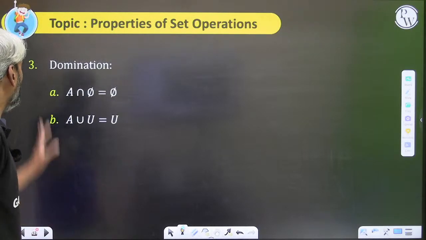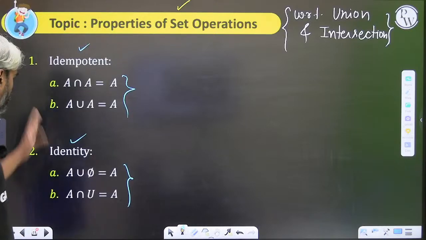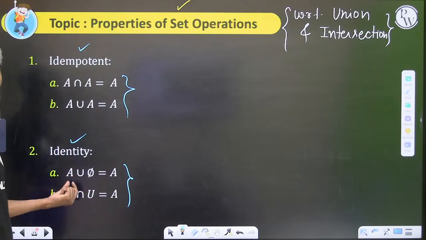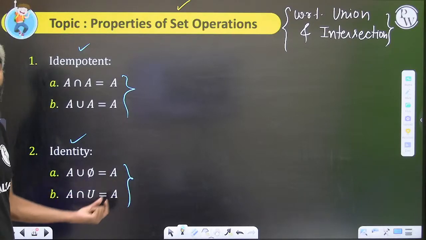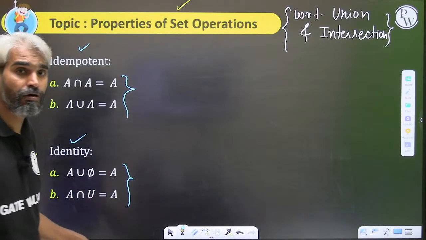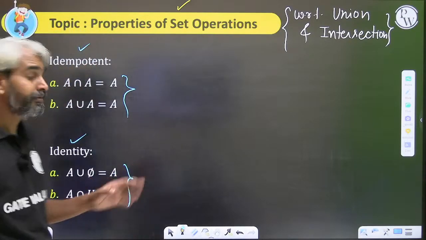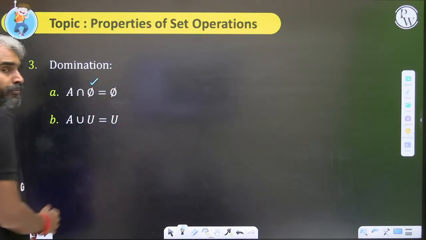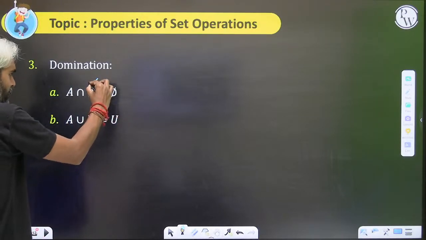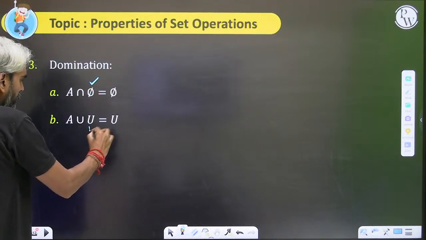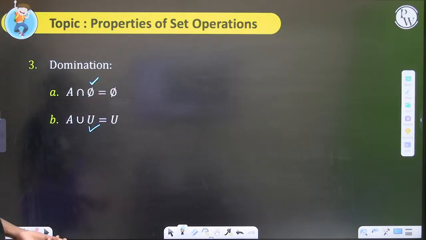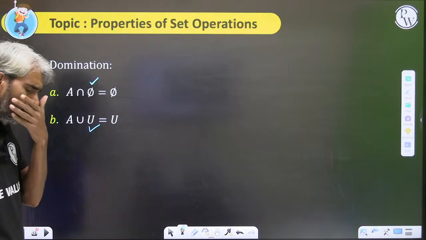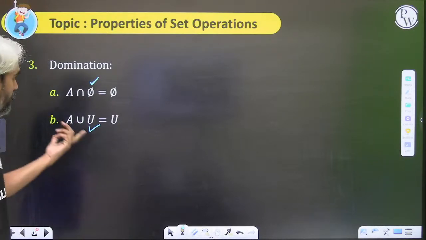Okay, then we have the domination law. So these are two opposite things. If you perform the union of A with phi, you will get A. But if you perform the intersection of A with phi, then you will get phi. This is the domination law: in case of intersection, phi will dominate. In case of union, the universal set will dominate. So A intersection phi will be phi, and A union with the universal set will be the universal set.